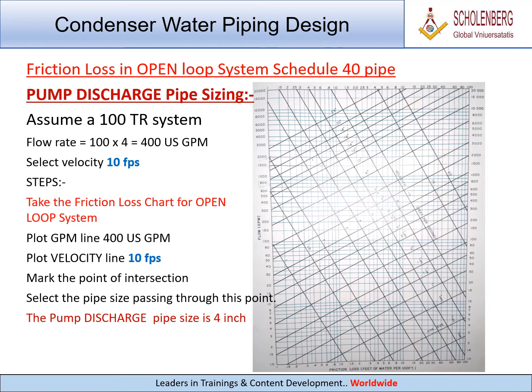Friction loss in open loop system, Schedule 40 pipe. Pump discharge pipe sizing. Assume a 100 TR system. Flow rate equals 100 multiplied by 4 equals 400 US GPM. Select velocity 10 FPS. Steps. Take the friction loss chart for open loop system. Plot GPM line 400 US GPM. Plot velocity line 10 FPS. Mark the point of intersection. Select the pipe size passing through this point. The pump discharge pipe size is 4 inch.